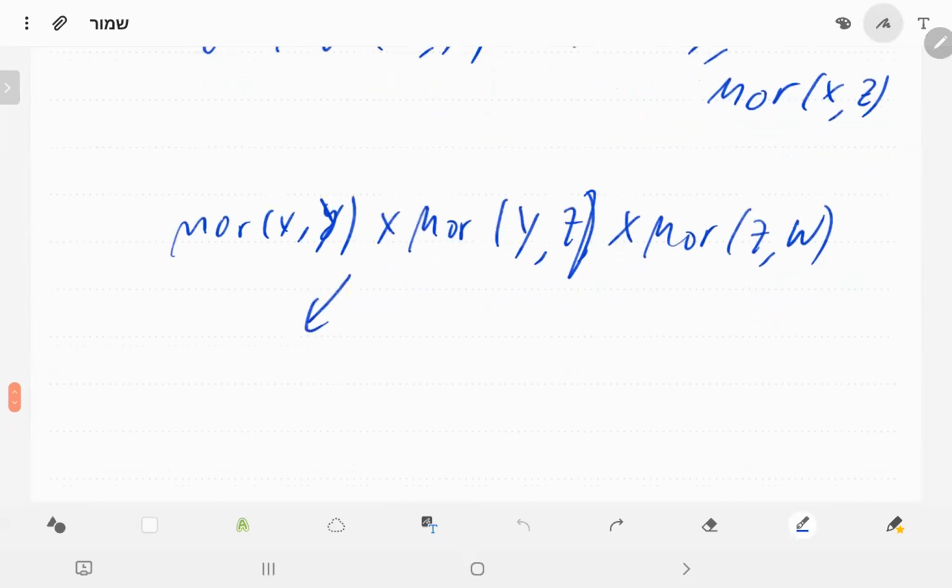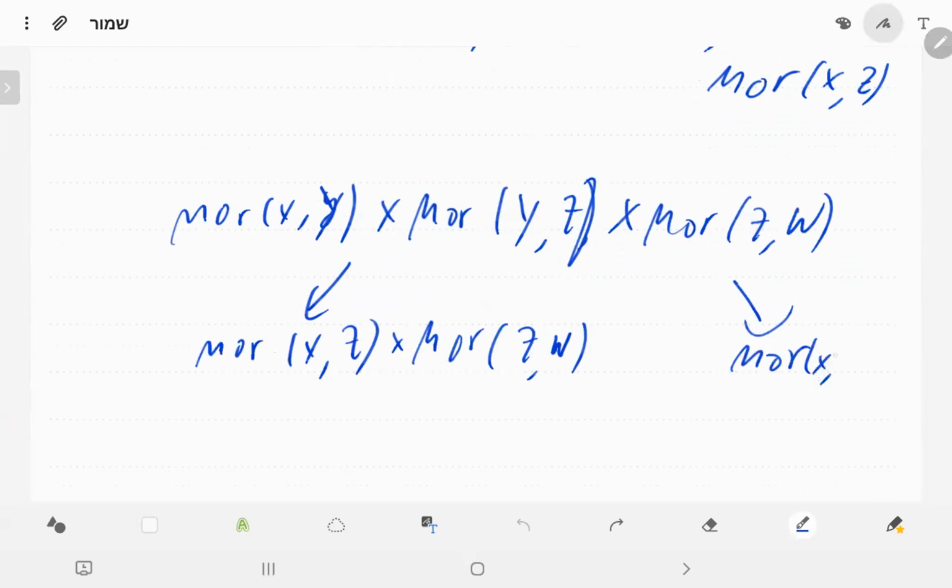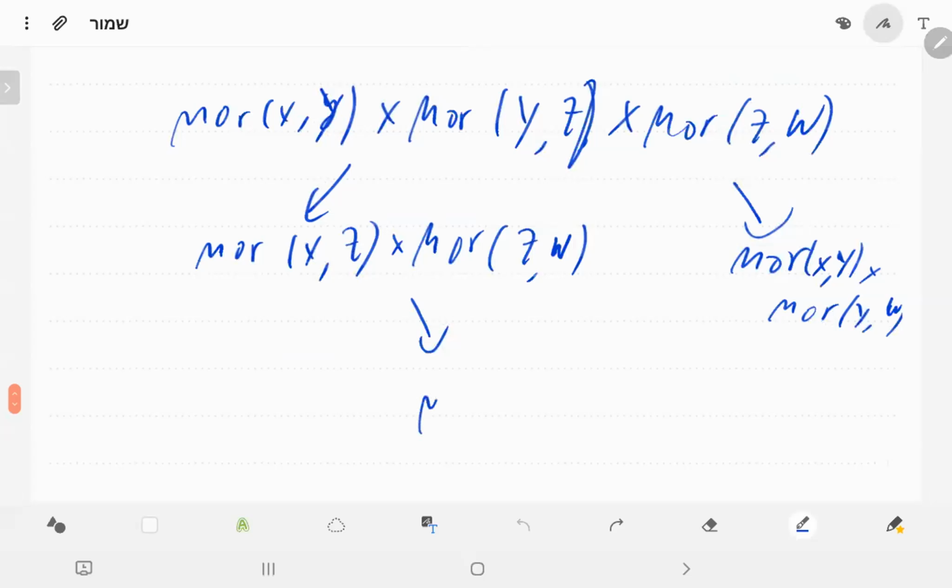So we can first compose the first two, more xz, xz, more zw, or first compose the second two. And then here we can compose whatever is left, more xw, and also here.